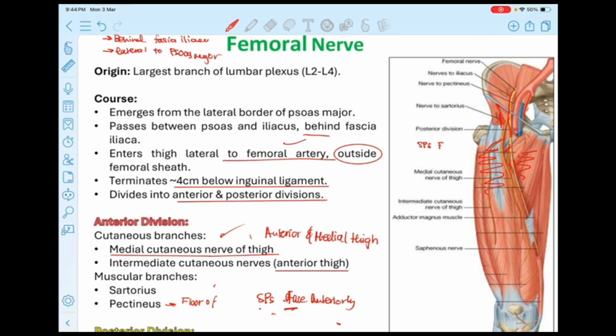usually face anteriorly. So the anterior division of the femoral nerve supplies the sartorius and the pectineus, which are both a part of the femoral triangle, right? So I know it's a bit messy, but this is basically all we need to know about the femoral nerve.